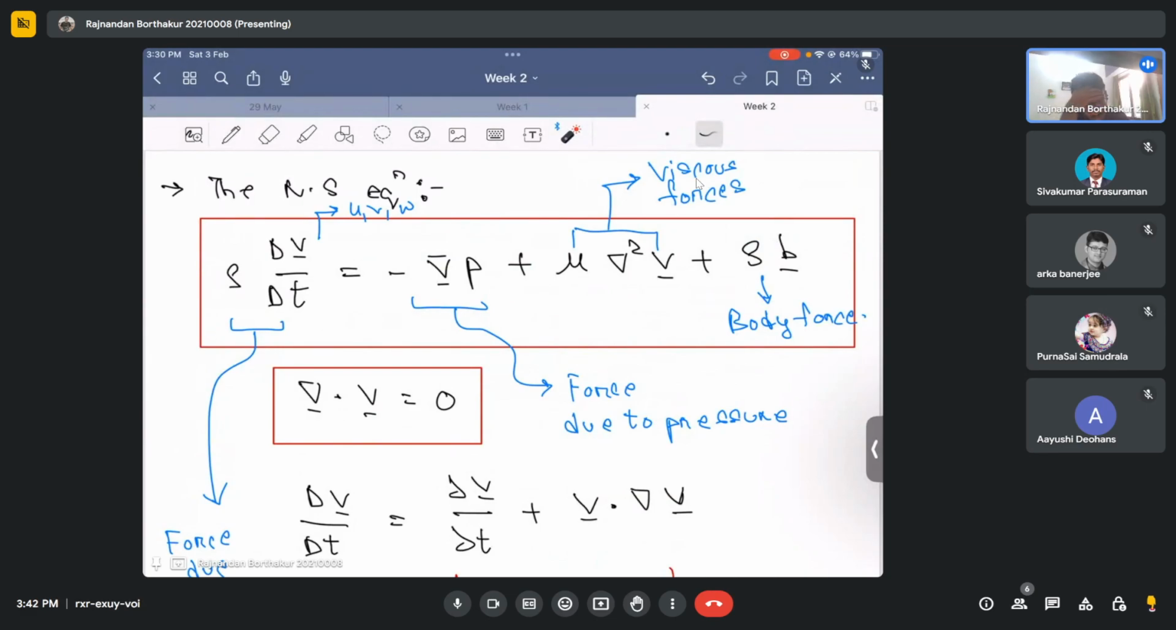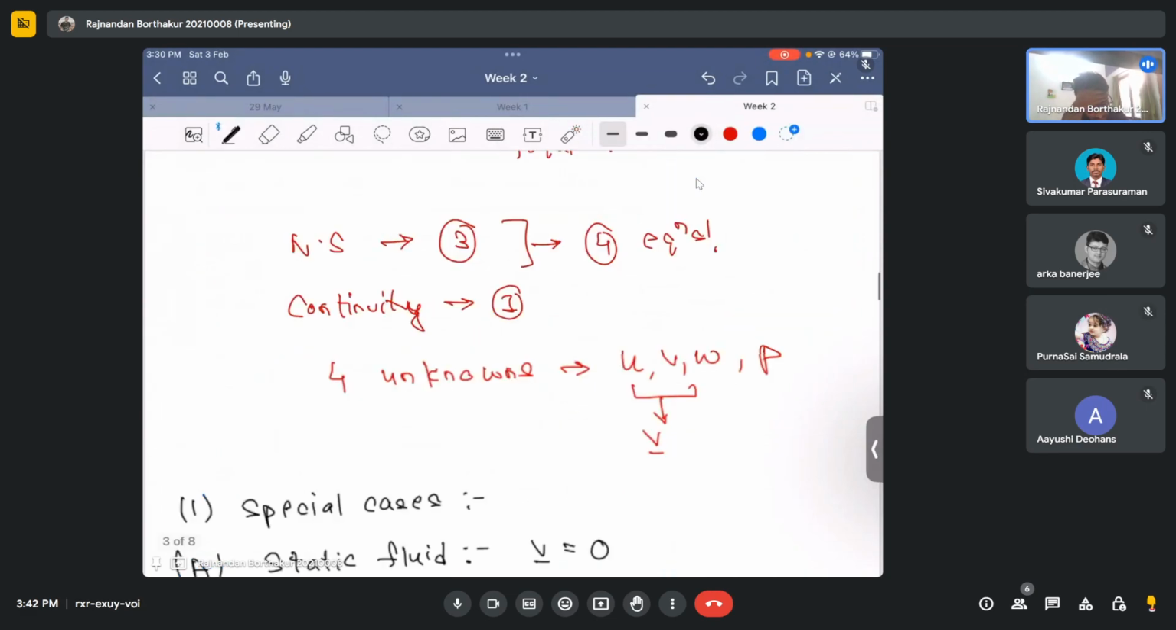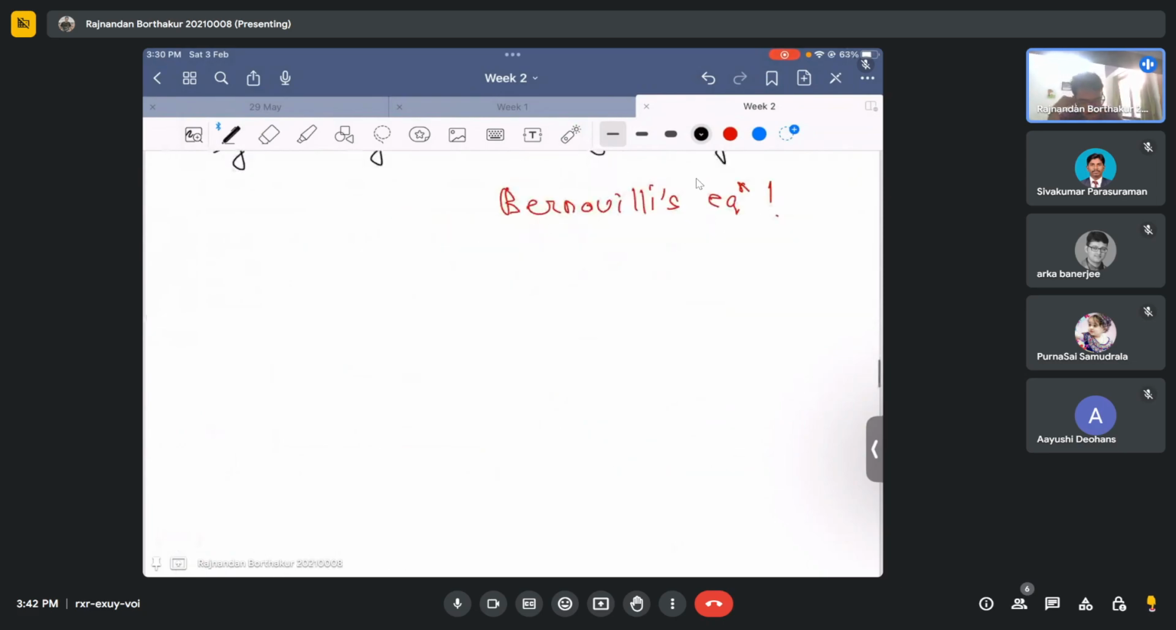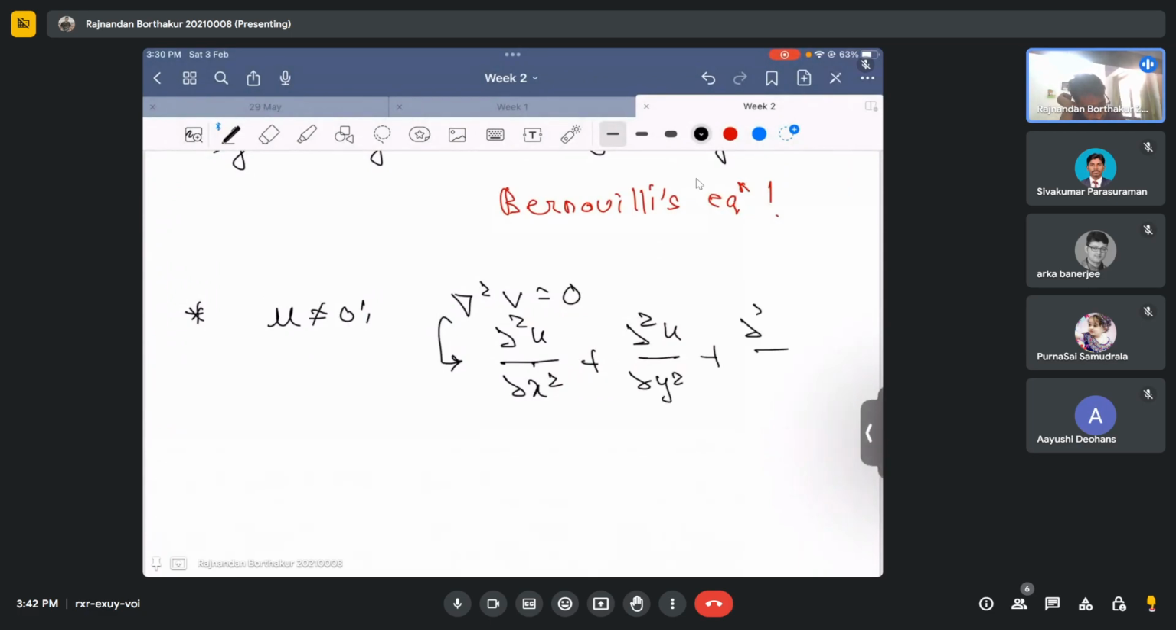What you're asking, yeah, let's think about it. So let's now consider a case where mu is not equal to 0, but del square v is equal to 0. What that means is that if del square v is 0, if I want to write this down in the Cartesian coordinate system, let's say for simplicity, this would be, in the x direction, del square u by del x squared plus del square u by del y squared plus del square u by del z squared.